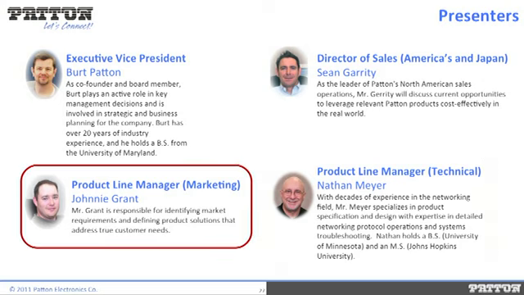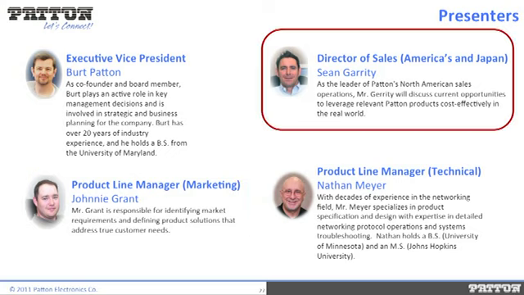Next is Johnny Grant III, Product Line Manager. Mr. Grant is responsible for identifying market requirements and defining product solutions that address true customer needs. And Sean Garrity, USA Sales. As the leader of Patton's North American sales operations, Mr. Garrity will discuss current opportunities to leverage relevant Patton products cost-effectively in the real world.